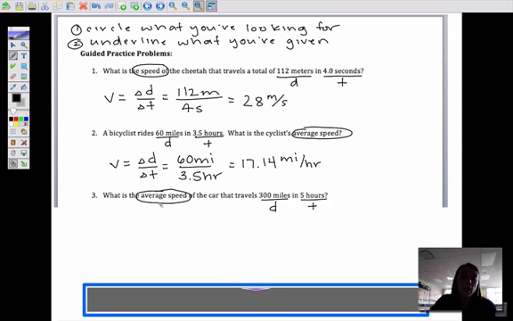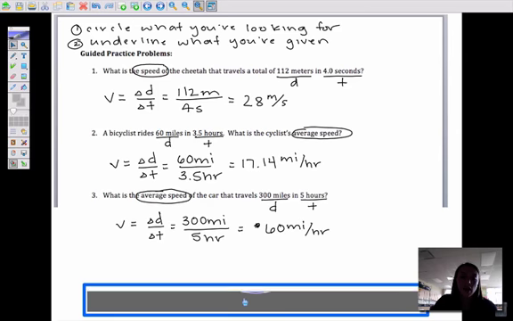I'm still looking for average speed, so I'm going to use the same formula I've used in questions 1 and 2. So V is equal to the change in distance over the change in time. So 300 miles over 5 hours. That's going to equal 60 miles per hour.